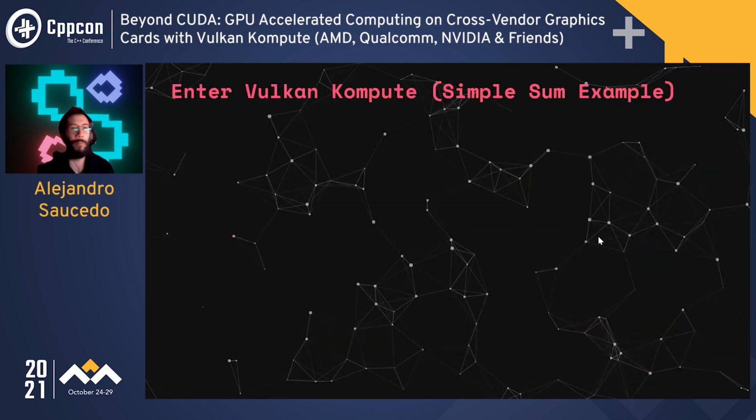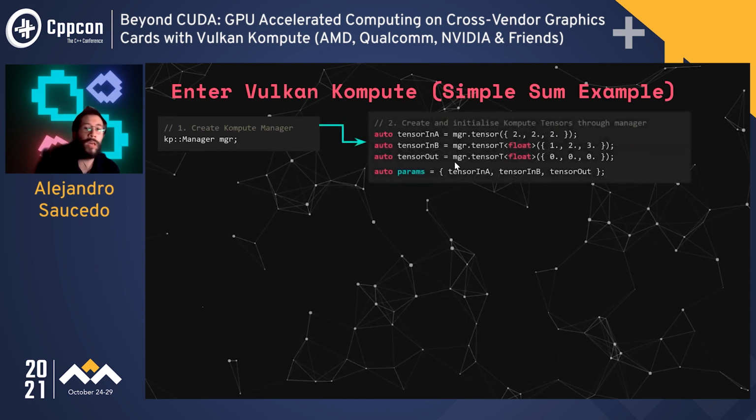Now let's actually look at an example, right? We've talked a lot about concepts. Now let's look at some code. So if we want to do a simple sum, the way that we would do this with compute would be by creating our top-level C++ manager class or manager object. This manager object would immediately take a physical device and logical device that it would find on index 0. So you don't have to think about that, but you can select it explicitly, as we will do later in the next example.